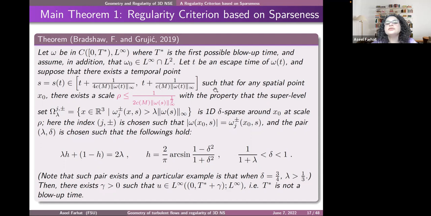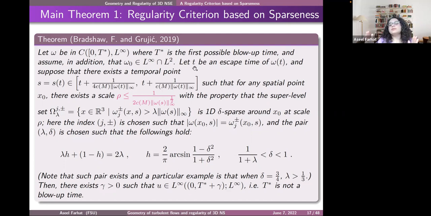And T star is the first possible blow-up time for this solution. So before T star, you're assuming that things will blow up. So eventually the L infinity norm will start growing. And you expect that at any level for the L infinity norm, you're going to cross that level and never come back, because otherwise this would contradict that you have a blow-up. So this is what we will call the escape time. It's just the time that you leave this level and never come back to it in terms of L infinity.